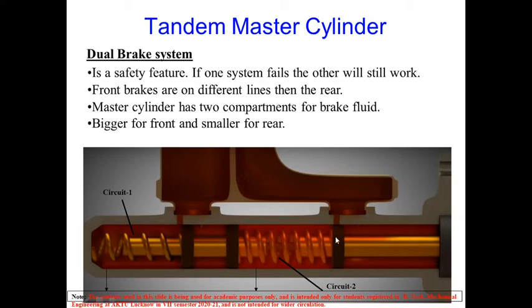This is not a single piston. Two springs are there, this spring and this spring. One side is fitted to the front end, the other side is fitted to the rear end, okay. So if this end becomes damaged or faulty for some reason, then still the rear brakes will be applied, okay. This is the advantage. Similarly, in case this lining becomes damaged, the other will be working. So this is a safety feature.